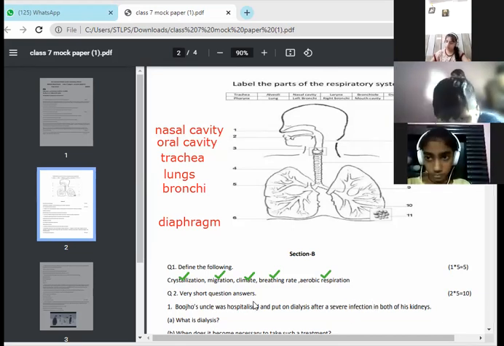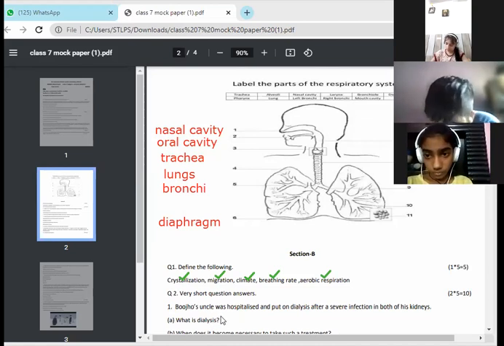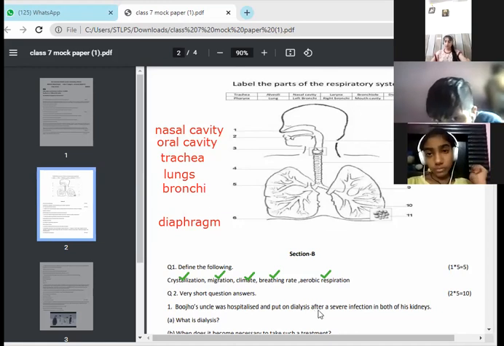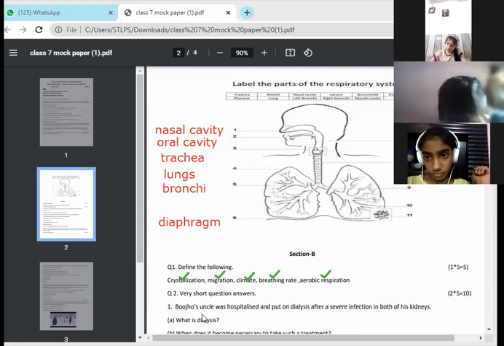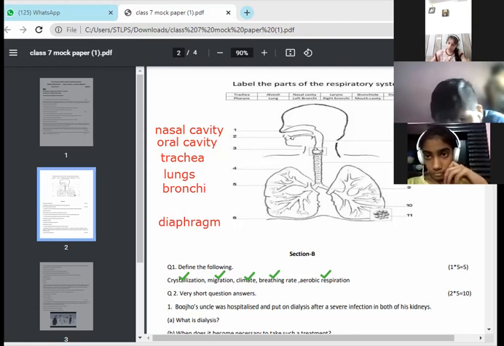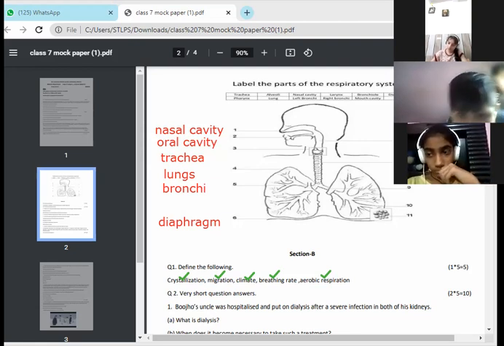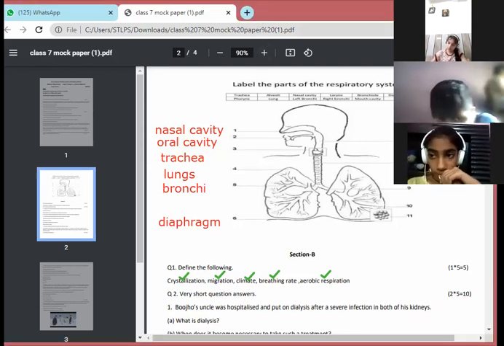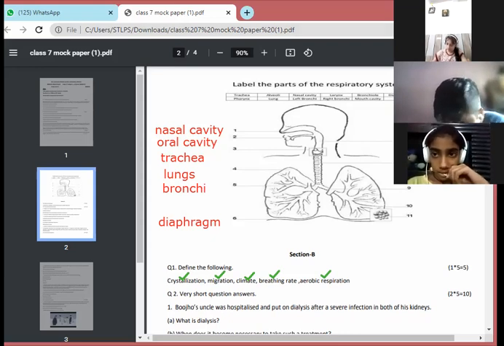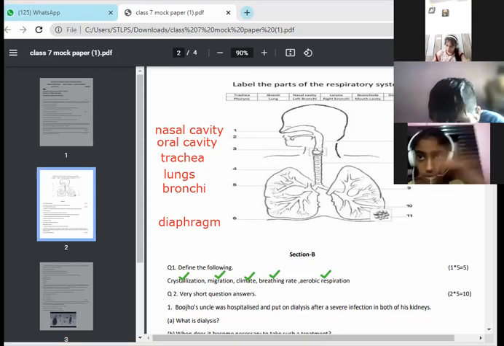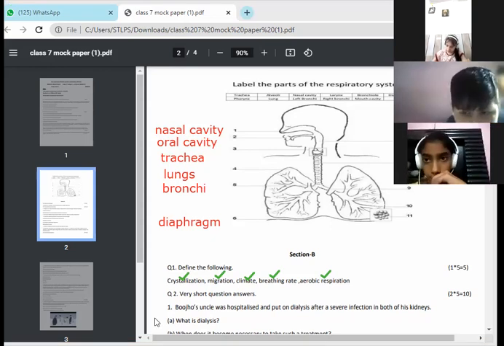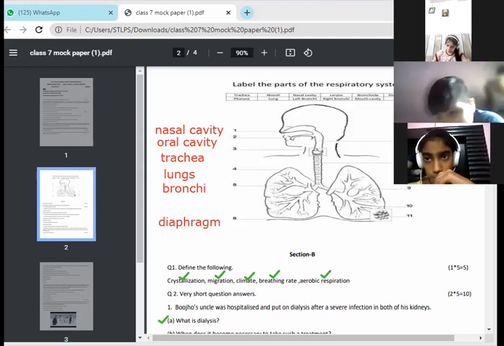Next, very short answer type questions. First is, Bujo's uncle was hospitalized and put on dialysis after a severe infection in both of his kidneys. What is dialysis? So you may raise your hand. These are 2 marks questions. What is dialysis? And what is done in dialysis? Anybody? Yes, Nishcha Jain?